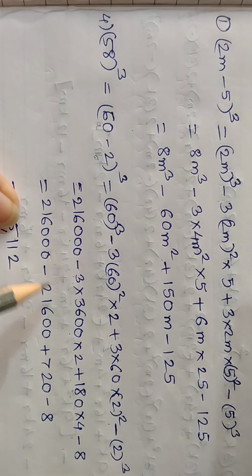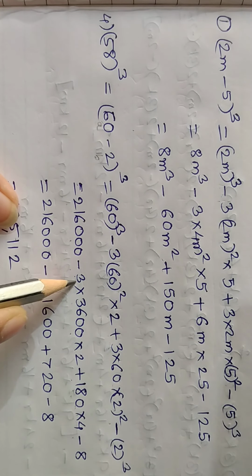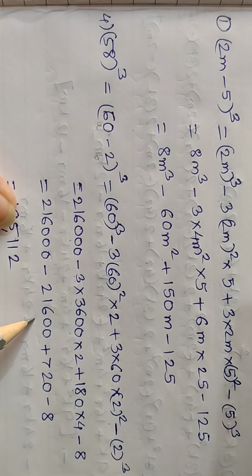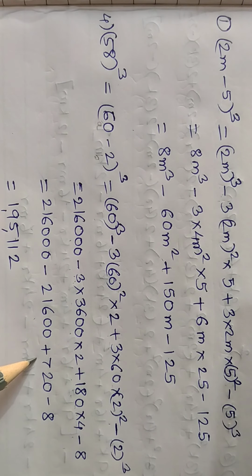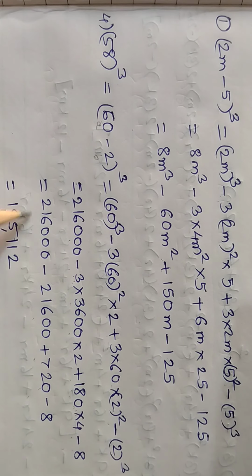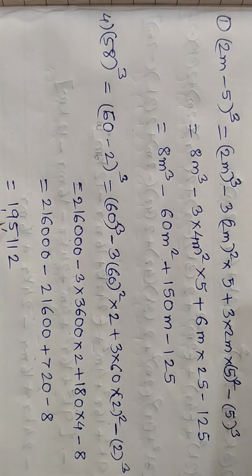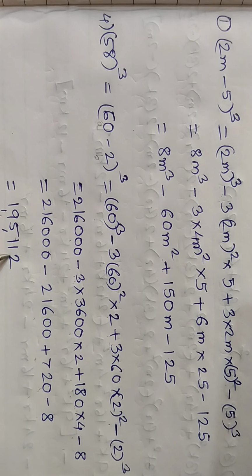Now this as it is. Now 3600 into 3 into 2, that is 21600. This one is 720 minus 8. Now after adding and subtracting, solving this step, I got 1,95,112. This is your final answer.